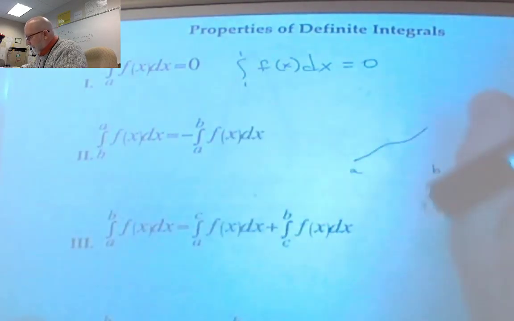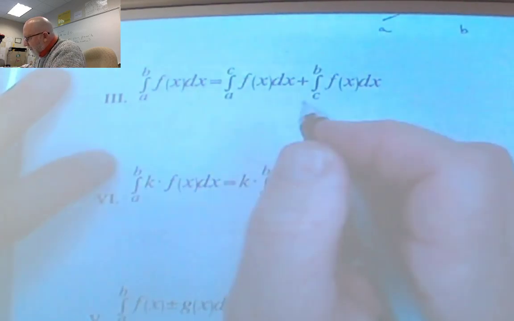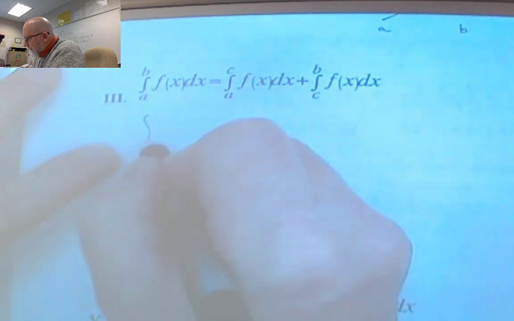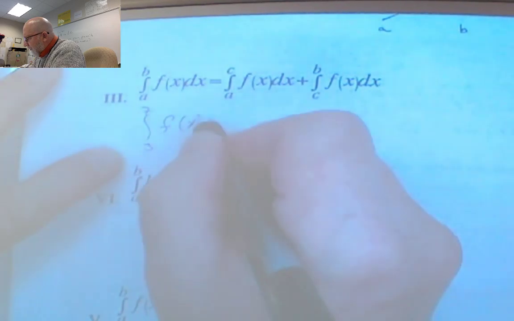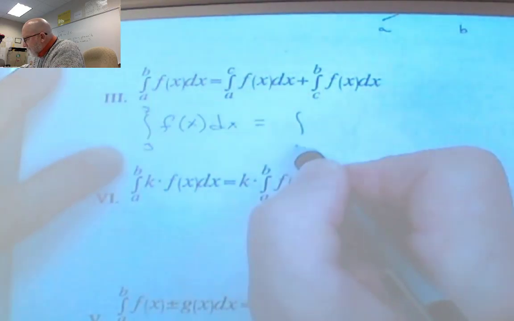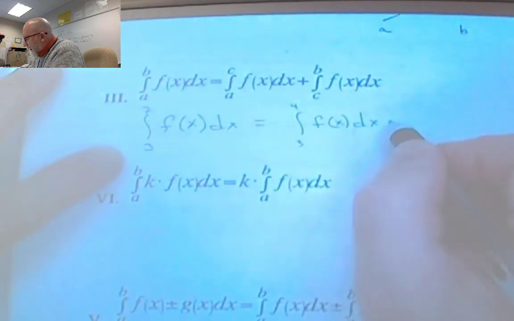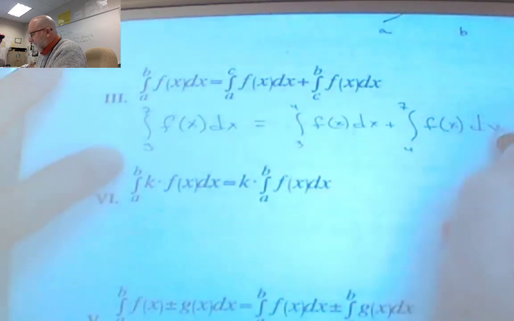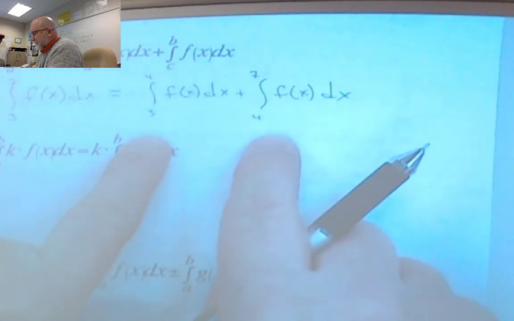Then this is saying that if you are integrating from 3 to 7 of f dx, since to integrate, it's got to be continuous, you can integrate from 3 to 4 of f of x dx and add to it integrating from 4 to 7 of f of x dx. You can break it up into two separate intervals. All these properties are very, very helpful.